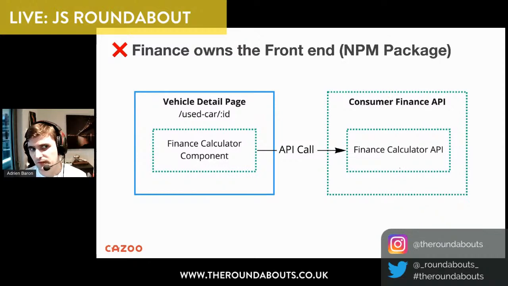Another approach we could take is to say, okay, consumer finance is going to own that front end and provide it to search and browse, which is great. Then that front end is going to do an API call to the consumer finance API. One way to do that is with an npm package, but then we have a deployment dependency between those two teams.